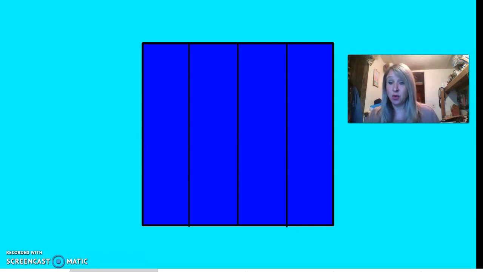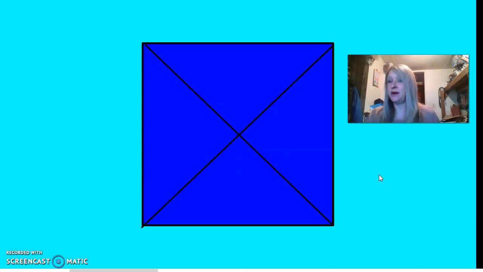What about if I partition the shape this way? Do I still have 4 equal parts? Yes, I do. Each piece is the same size. Now what about this one? Do I have 4 equal parts this way? Let's count them. 1, 2, 3, 4. Are they all the same size? Yes. Then yes, I do have fourths when I partition the shape this way.